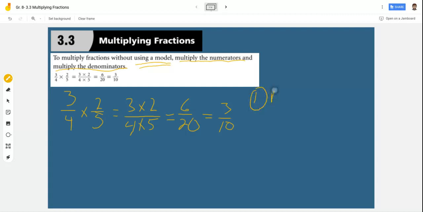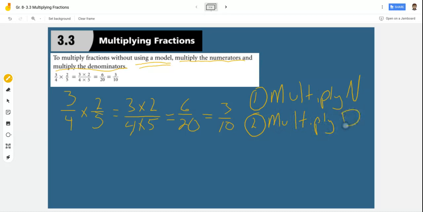All right, so we multiply the numerators, we multiply the denominators, and reduce if possible.